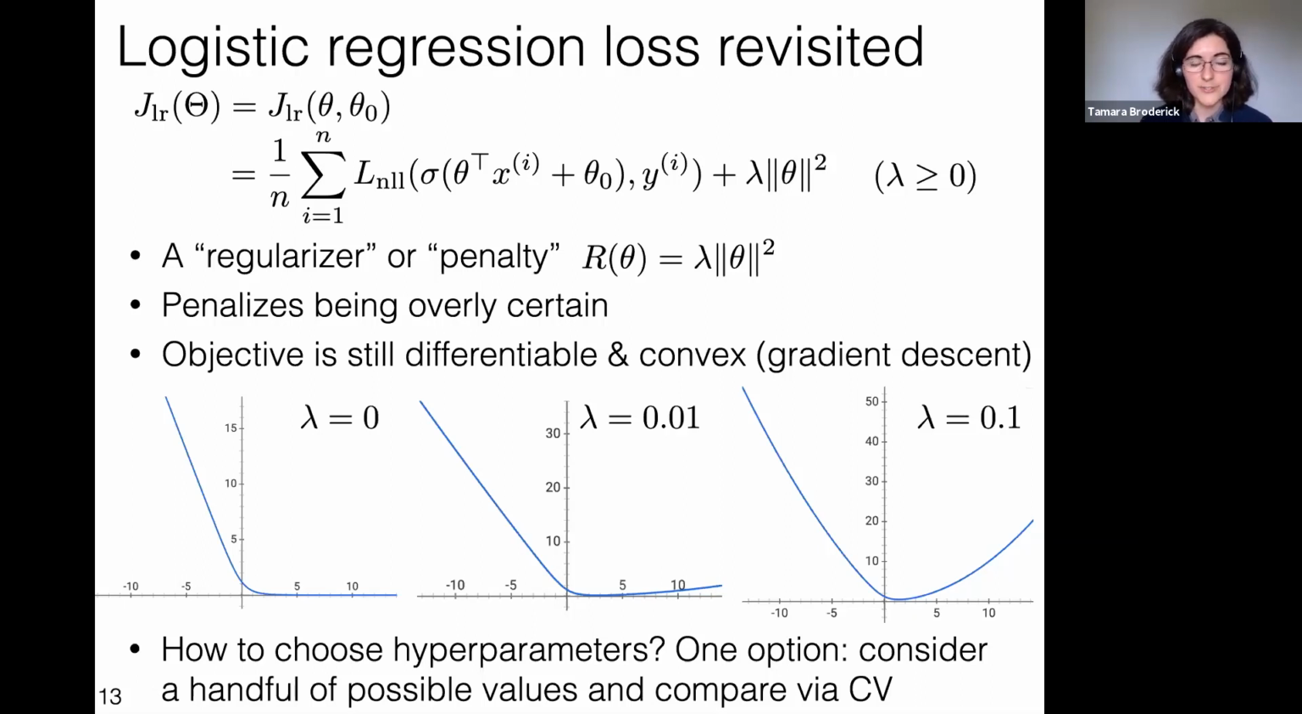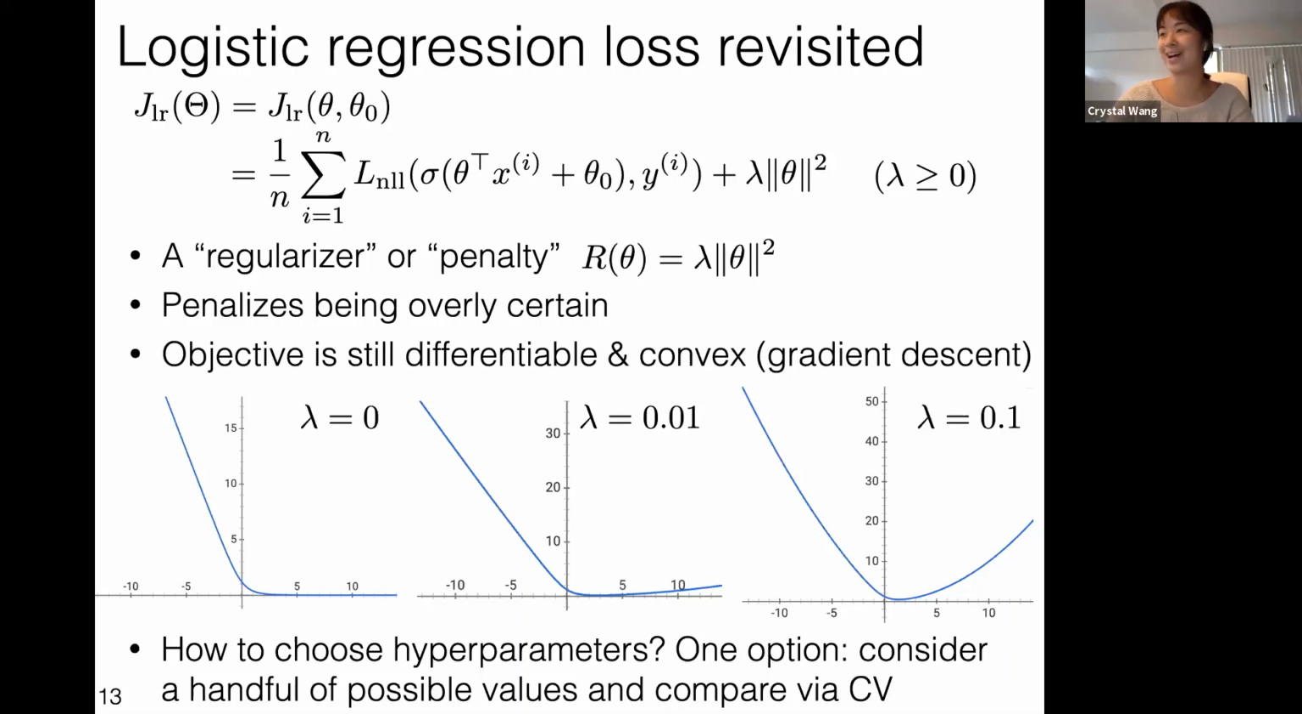Hyperparameter selection in general is an interesting question, just as parameter selection is an interesting question. You can think of it much like that. It's called a hyperparameter for a reason. It's sort of just the next level up parameter. But one idea, and one that's worth thinking about, is to consider a handful of possible values and compare them with cross-validation.